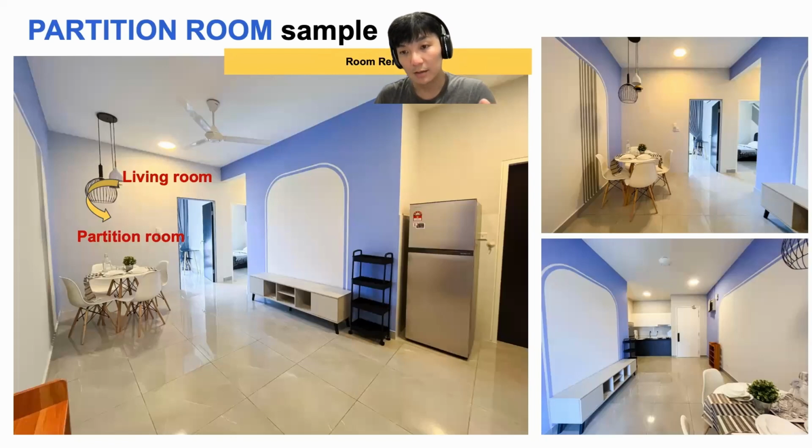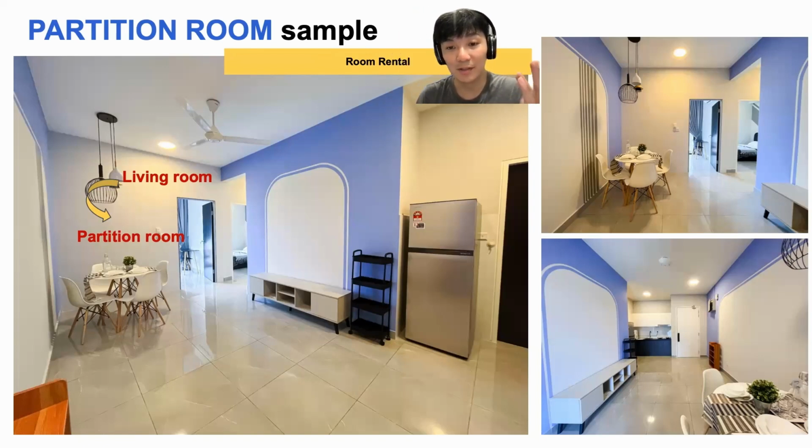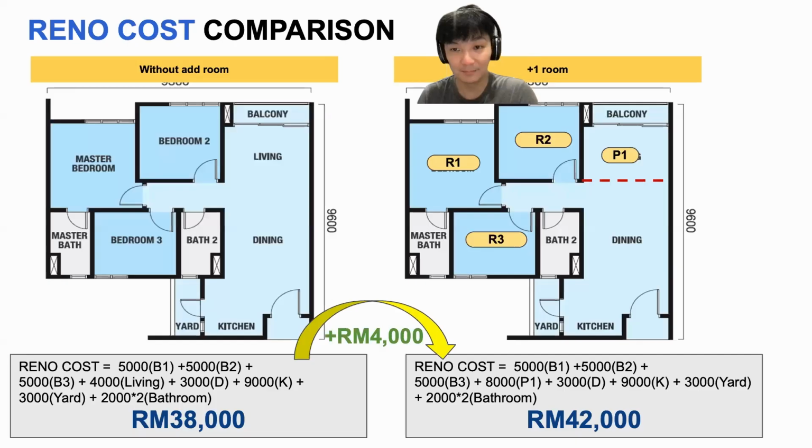Fridge over here. On the other view, the kitchen cabinet is there already. Shoe rack: it's a loose shoe rack. You don't need to do a built-in shoe rack. Remember this, please.